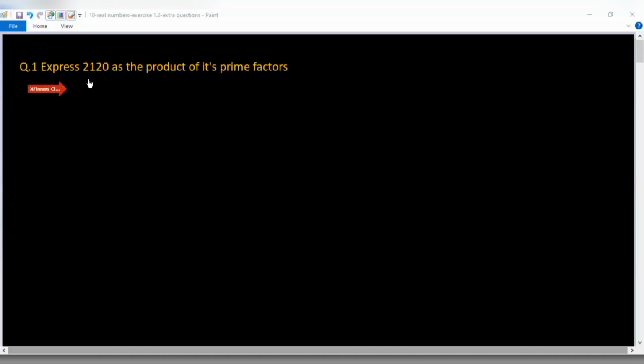First question. Express 2120 as the product of its prime factors. For that, we have to factorize 2120. First, let us take 2, because it is an even number, it can be divided by 2.